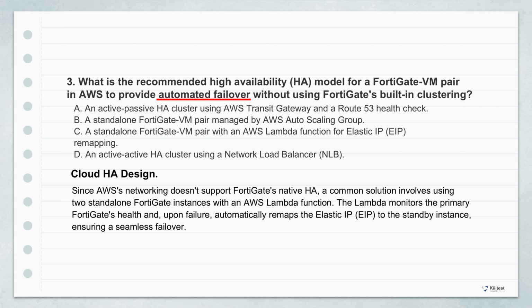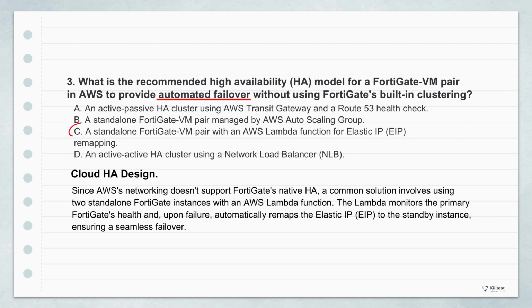And you pair them with an AWS Lambda function. The Lambda function's job is to handle Elastic IP, or EIP, remapping. Lambda comes to the rescue. Pretty much. Because FortiGate's native HA, things like FGCP, they rely on mechanisms like virtual MAC addresses and gratuitous ARP, which don't work quite the same way in the AWS network fabric. Right, AWS networking is different.